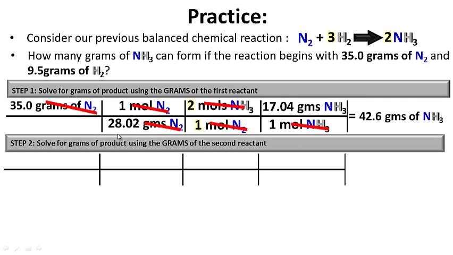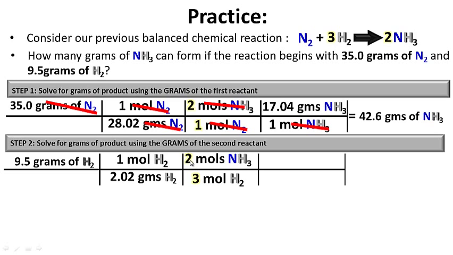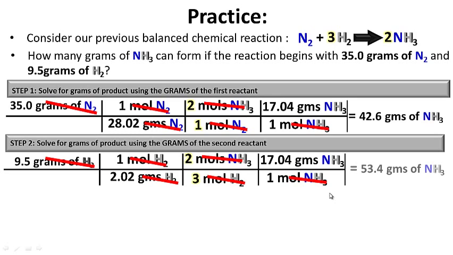Moving on to step 2 now. Solve for grams of product using the grams of the second reactant. We have 9.5 grams of H2. So we know 1 mole of H2 has a molar mass of 2.02 grams of H2, and we know 3 moles of H2 will produce 2 moles of NH3, and 1 mole of NH3 has a molar mass of 17.04 grams of NH3. Our units cancel, giving us 53.4 grams of NH3.